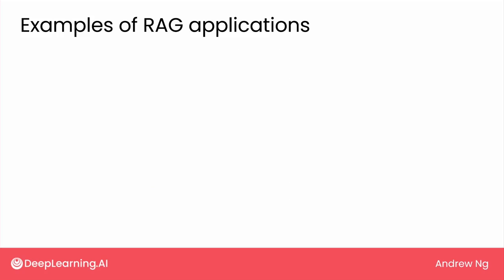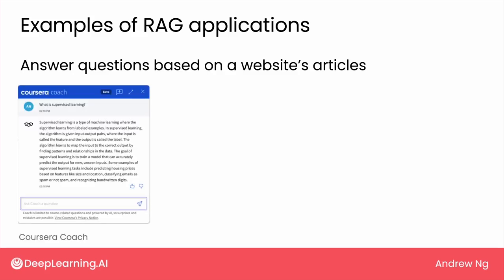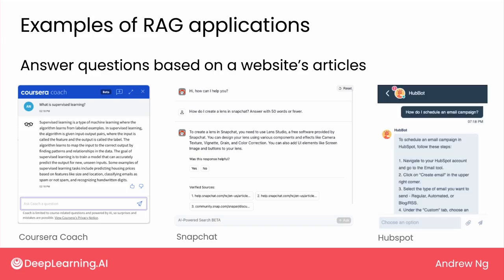There are also more and more RAG applications that will answer questions based on a website's articles. For example, Coursera Coach does multiple things, but one of the things it does is use RAG to try to answer questions based on content on the Coursera site itself. Snapchat also has a chatbot that uses text from Snap to try to answer different questions you might have about their products. And HubSpot, which is a marketing automation company, is another example of a company that has a chatbot that lets you pose questions and tries to generate answers for you based on content from the company or from the website itself.